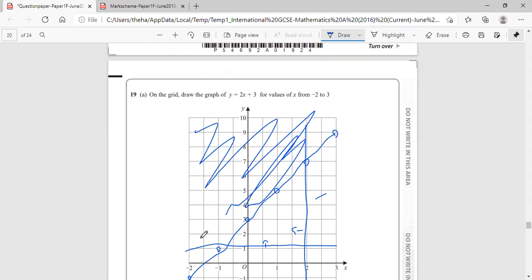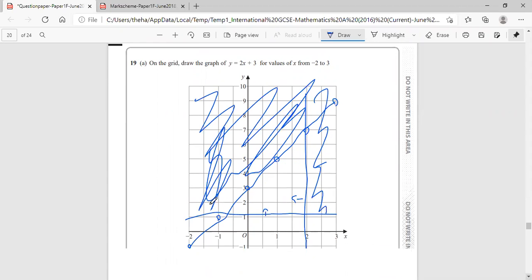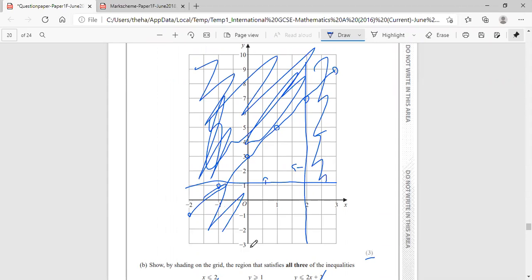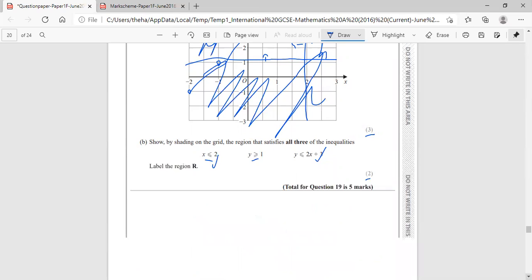We could have shaded our region, but either way is fine. You could also put a label in your region. Sometimes they ask you to label it R. So there's our region in here. Obviously, shade it much better if you're using pen or pencil.